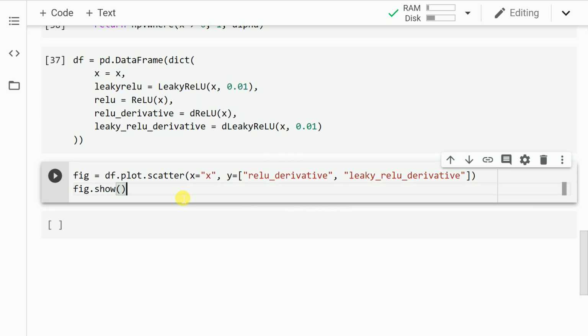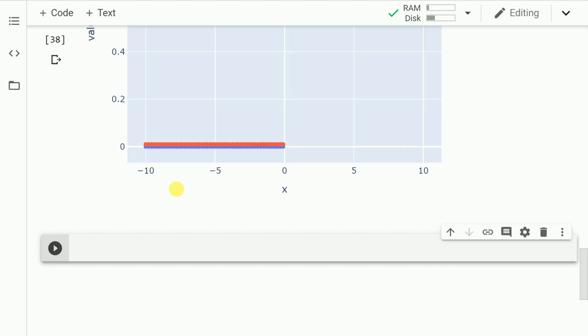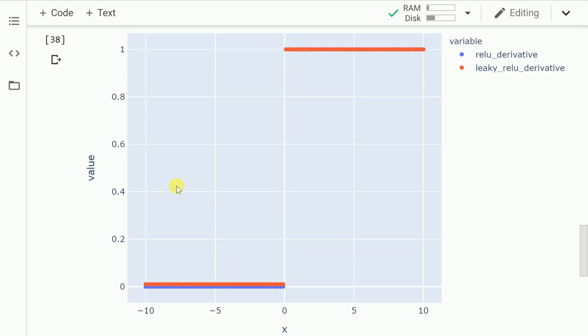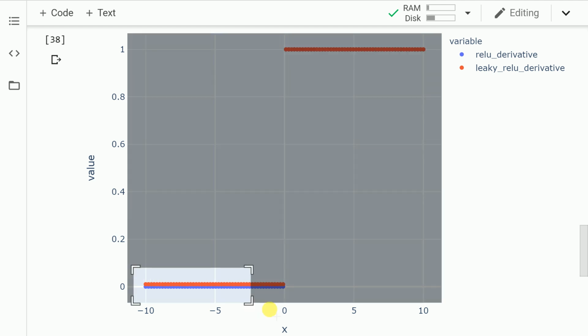Let me also move forward and visualize both the derivatives that we have in hand. So this is the output of both the ReLU derivative function as well as the leaky ReLU derivative function. In the positive direction of x, there is literally no difference between the two. The difference comes in when you look at the negative direction of x. So let me zoom into this region.